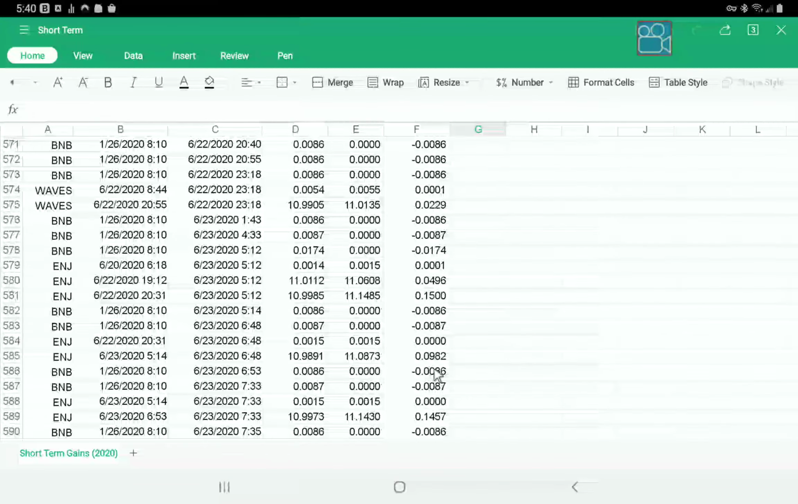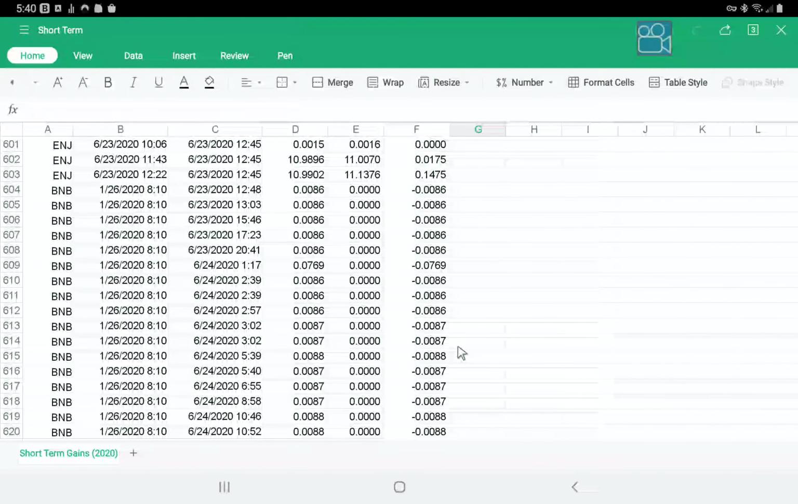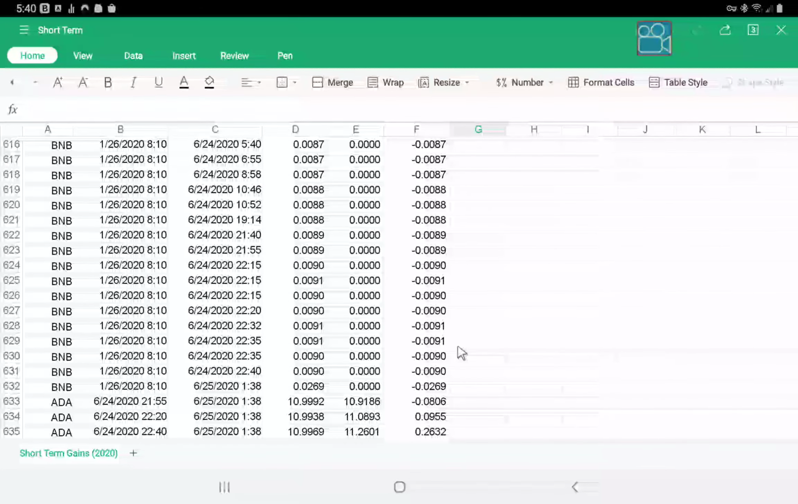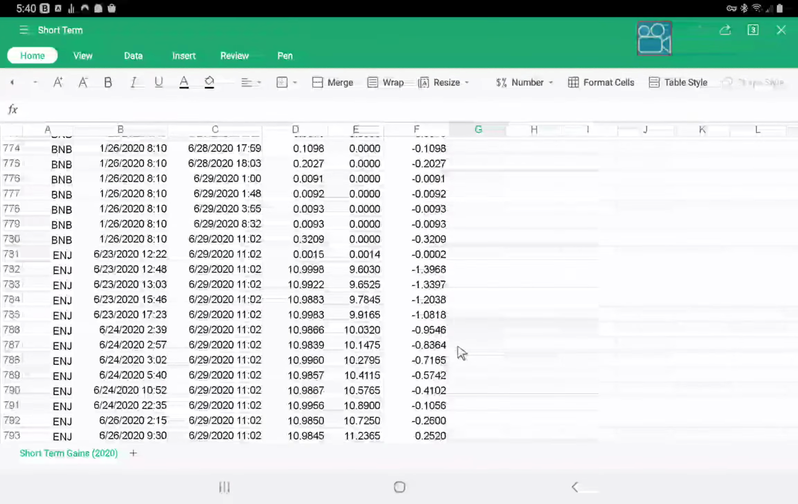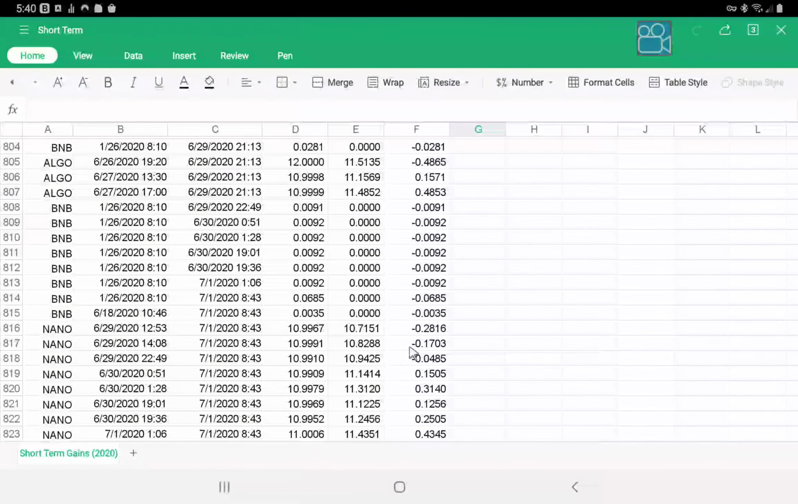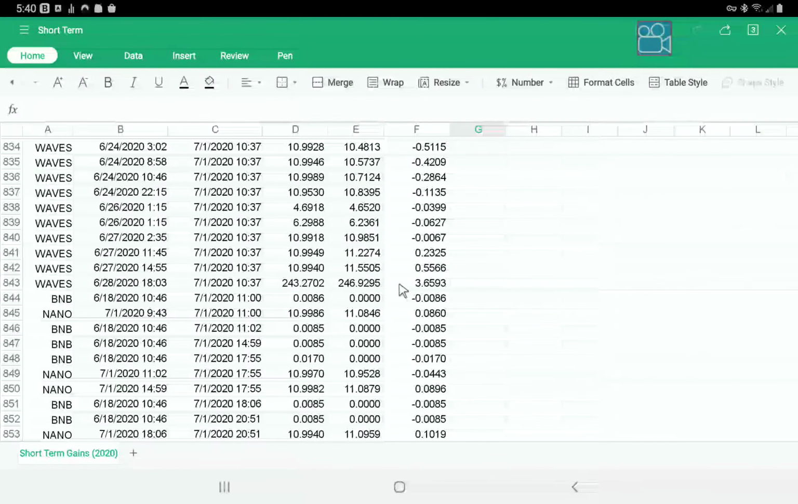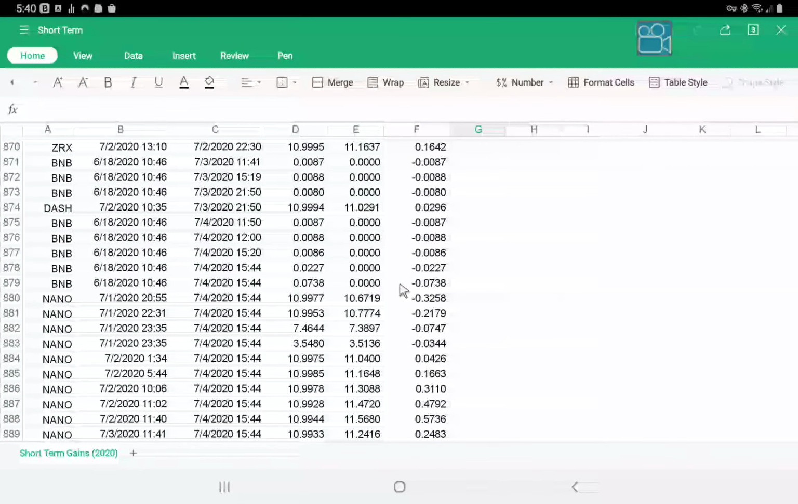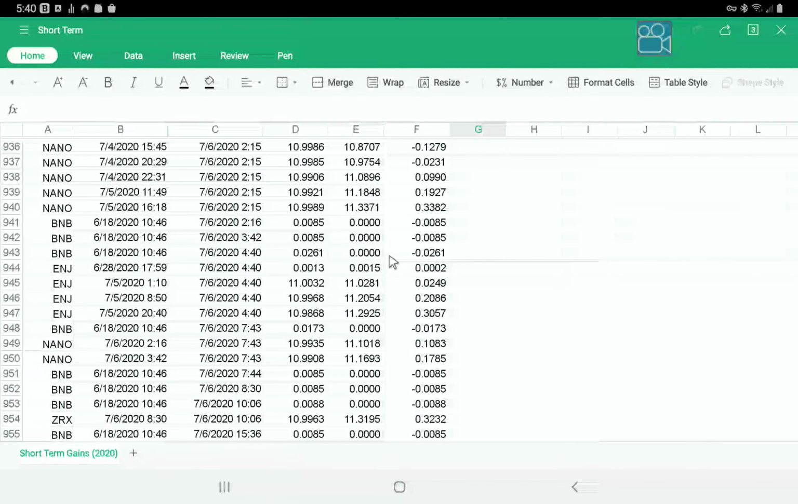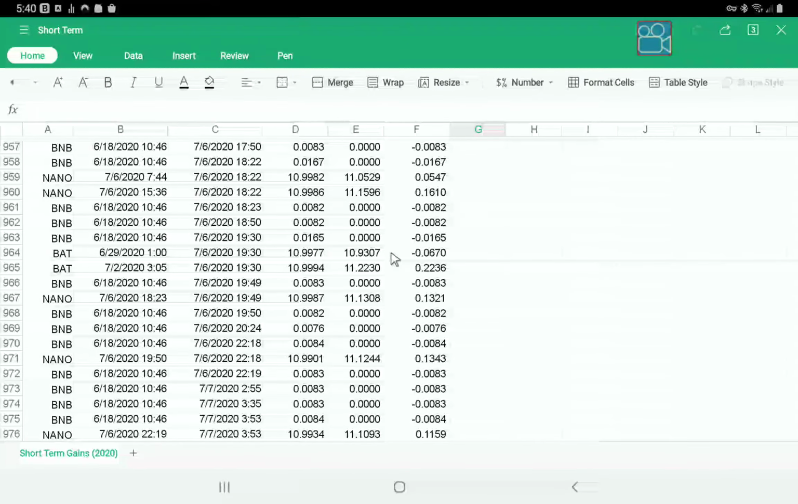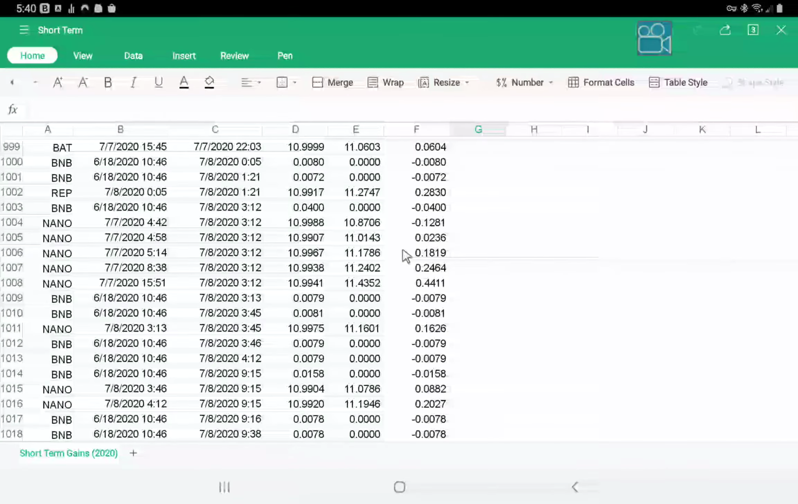Okay, let's keep going. Let's get down deeper into this. And there are a lot of trades here. And it just keeps going and going and going. But always bear in mind the small amounts. These small amounts may not seem like much, but when we do finally get to the bottom, you'll see they really do add up.